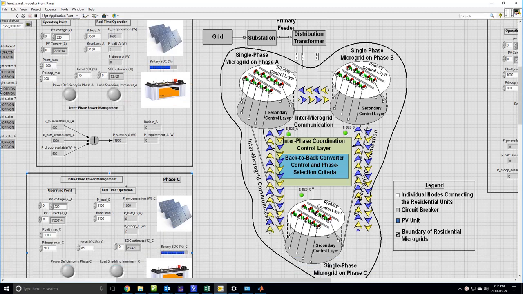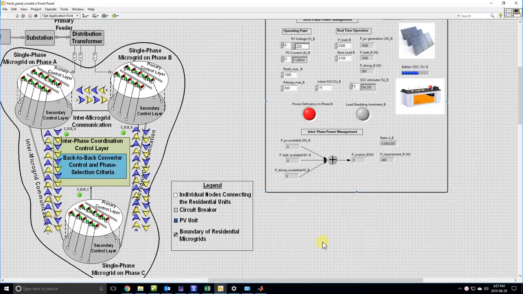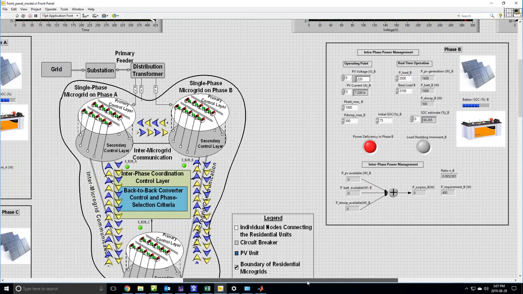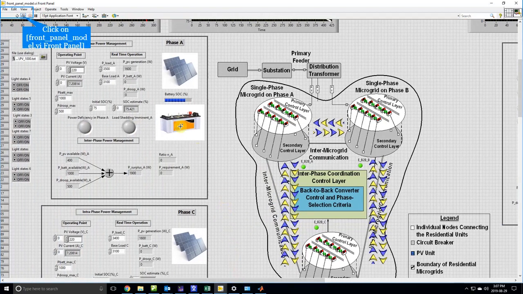For phase C, I will be setting this to 400 watts, which is about 300 watts greater than its base load. And for phase B, we have got 3500 watts, which is 400 watts greater than its base load. So let's try to run this case and see what is happening.